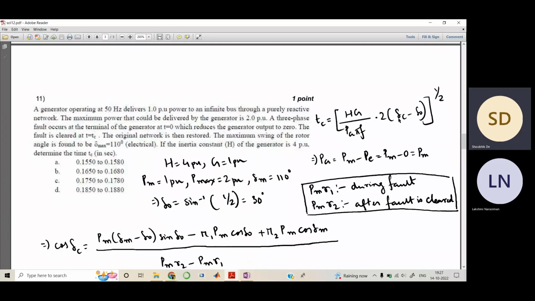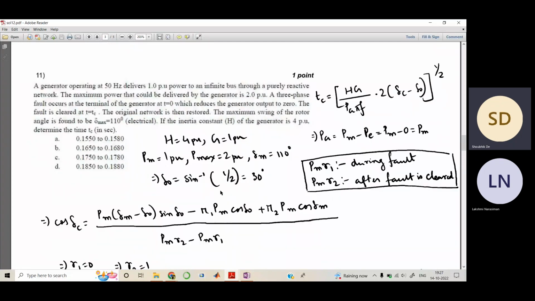Now, we have to calculate this critical angle. So let's proceed to calculate that. First we calculate delta zero, which is very simple: sine inverse P0 by Pmax. The mechanical power initially before fault was 1 per unit and the maximum power was 2. So this becomes sine inverse 1 by 2, which is 30 degrees.